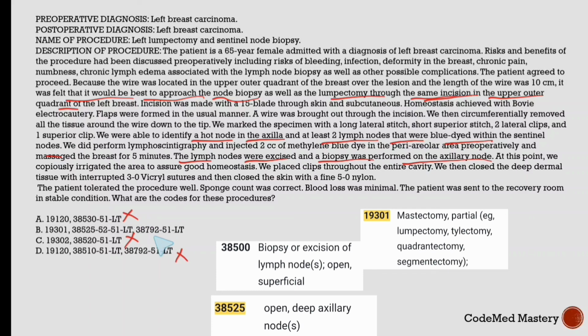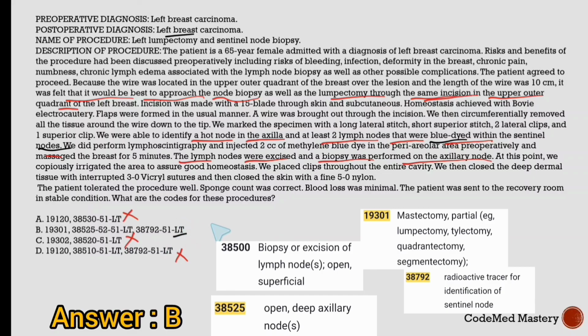And here there is another code 38792. 38792 is for injection procedure, radioactive tracer for identification of sentinel node. You can see 2 lymph nodes that were blue dyed within the sentinel nodes. So here the surgeon is injecting a radioactive substance, that is a blue dye, right? So we have to code for 38792. And modifier 51 is for multiple procedure, and LT is left side, that is left breast. I hope you're clear with it.